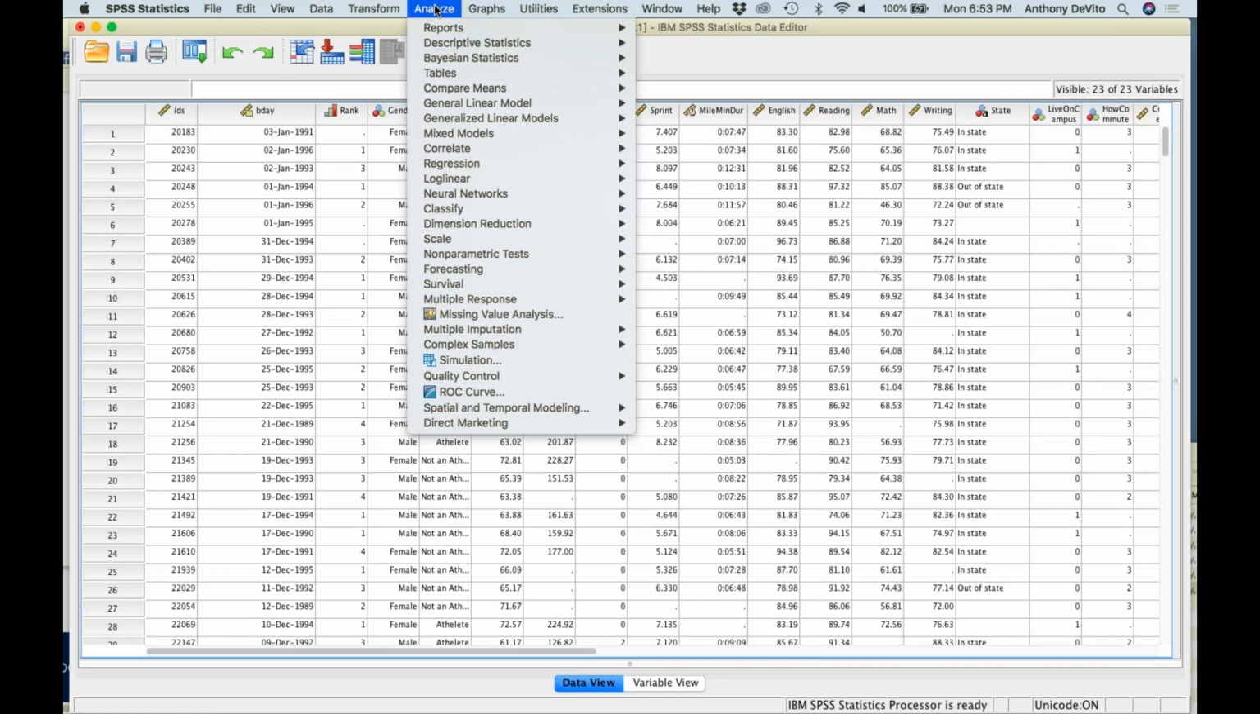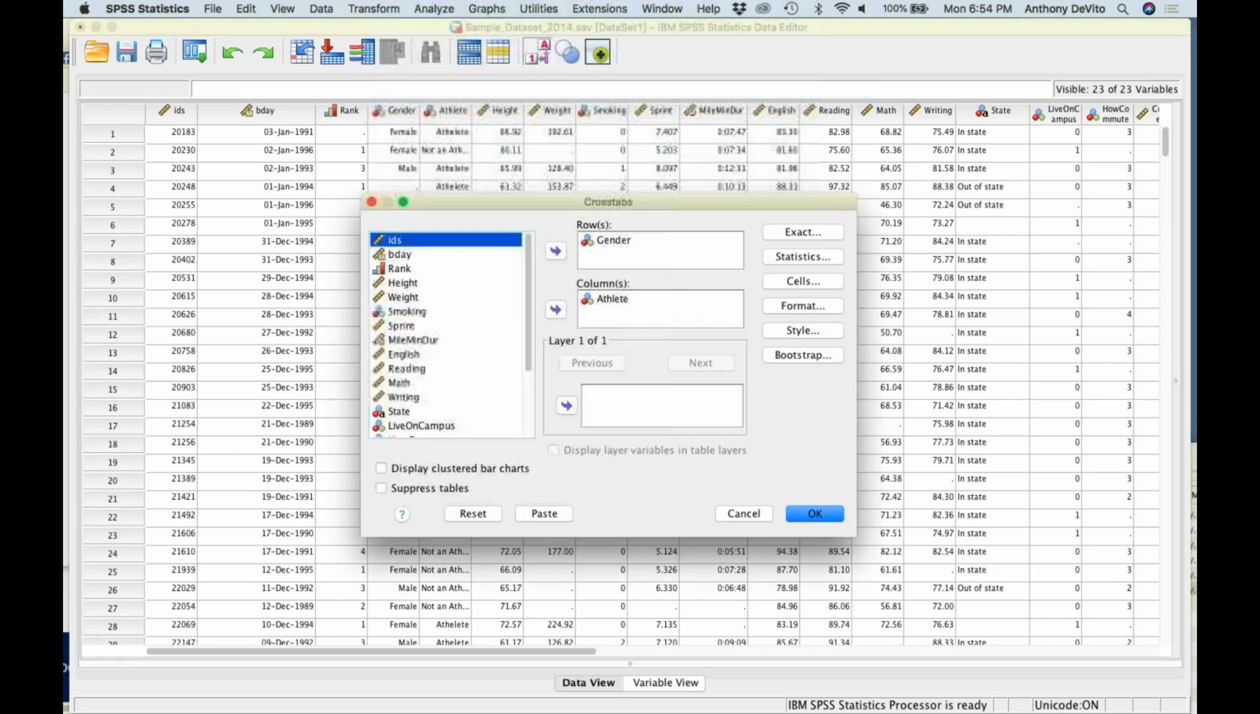The first thing I want to do is organize this into a table, right? So gender is my exposure. In other words, I want to know whether you're more or less likely to be involved in athletics by gender. So gender is my exposure. I'm going to organize this into a 2x2 table. So I'm going to go to Descriptive Statistics to Crosstabs. Okay, it's hidden there in Crosstabs. And I'm going to put these back so you can see me put them in.